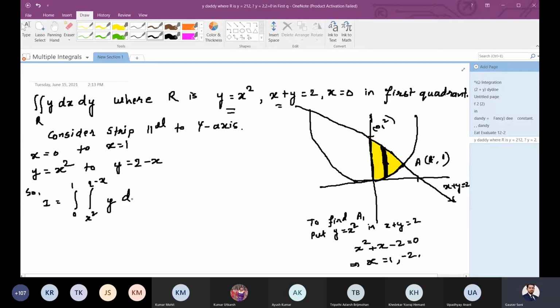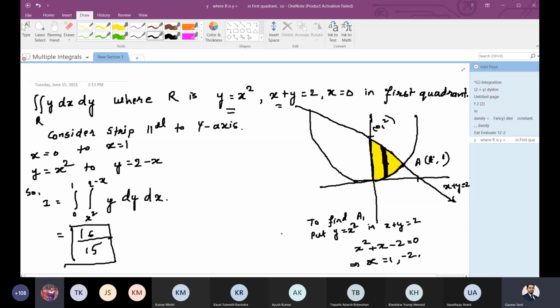What should I write first, dy or dx? dy, dx. What is the answer for this? 16 by 15. Just now we have thought. Clear? So I hope I have made a lot of things very much clear. So for today we will stop here.